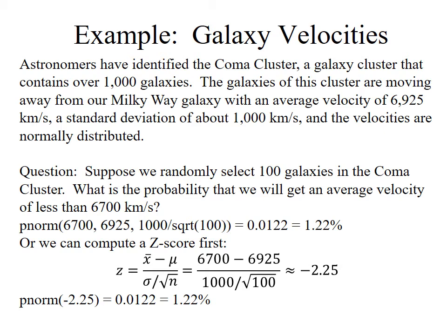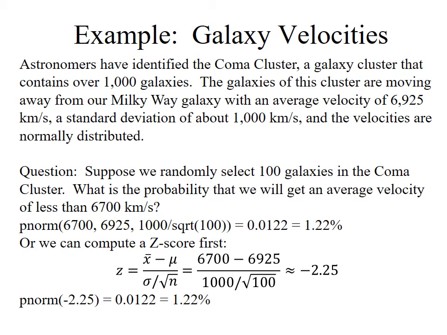I put that into pnorm and I find 0.0122. That's very unlikely. That's only a 1.22% chance that we would get a sample of 100 galaxies with a mean velocity of less than 6,700 kilometers per second.